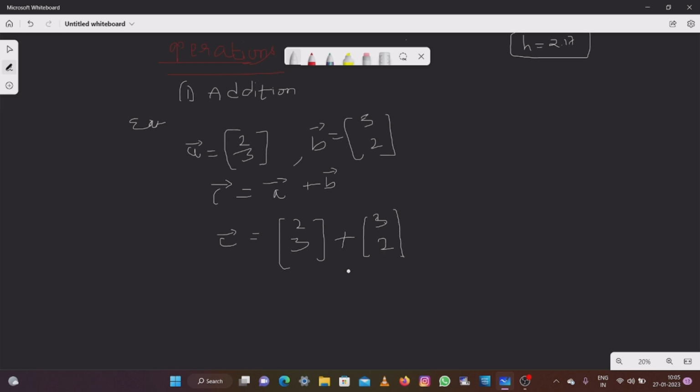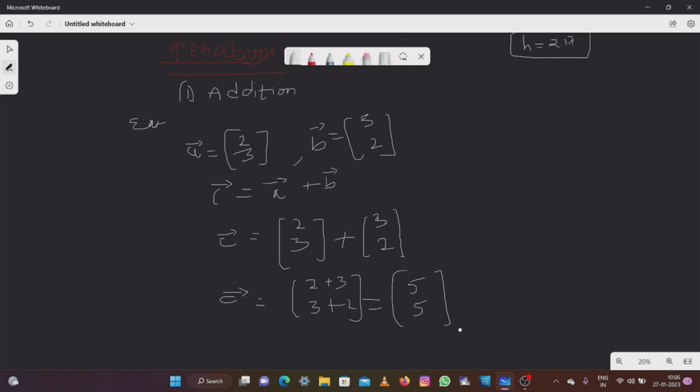So I'm adding the two vectors. Like we have learned in lower-level education how to add two numbers, like that only we are adding. c bar equals 2 plus 3 and 3 plus 2. The answer is 5 5. Thus this is a simple way to add vectors: c bar equals 5 5.